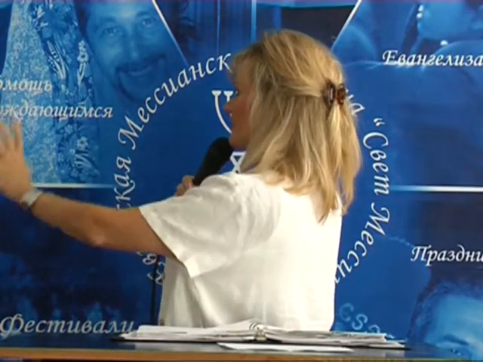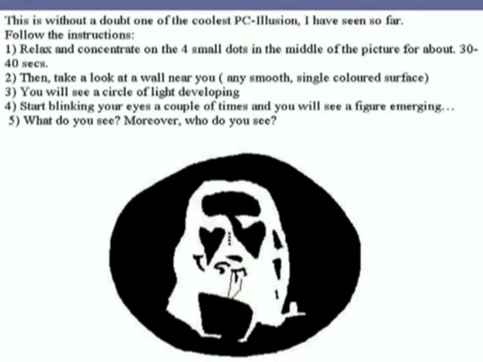Okay. You need to stare at the white for about 30 seconds. Then you're going to turn and look at a blank wall, or maybe stare here. And you'll see a face appear. Yes, four dots in the middle. Find the four dots. See? Did you see her? Then stare over here. And he'll come.